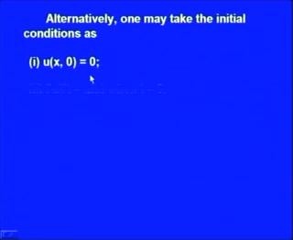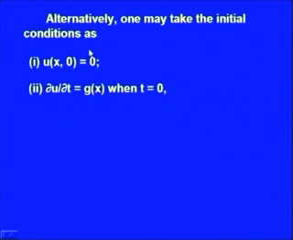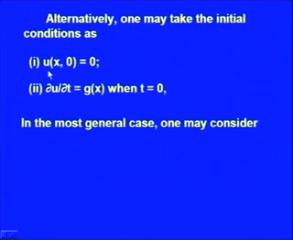Now, another set of initial conditions may be taken as u x 0 is equal to 0 and delta u over delta t equal to g x when t is equal to 0. That is, initially there is no displacement in the string. At time t equal to 0, u x t is 0, but the initial velocity of the string is given by a function of x. So, that is g x. So, at t equal to 0, the initial velocity is given by this g x.